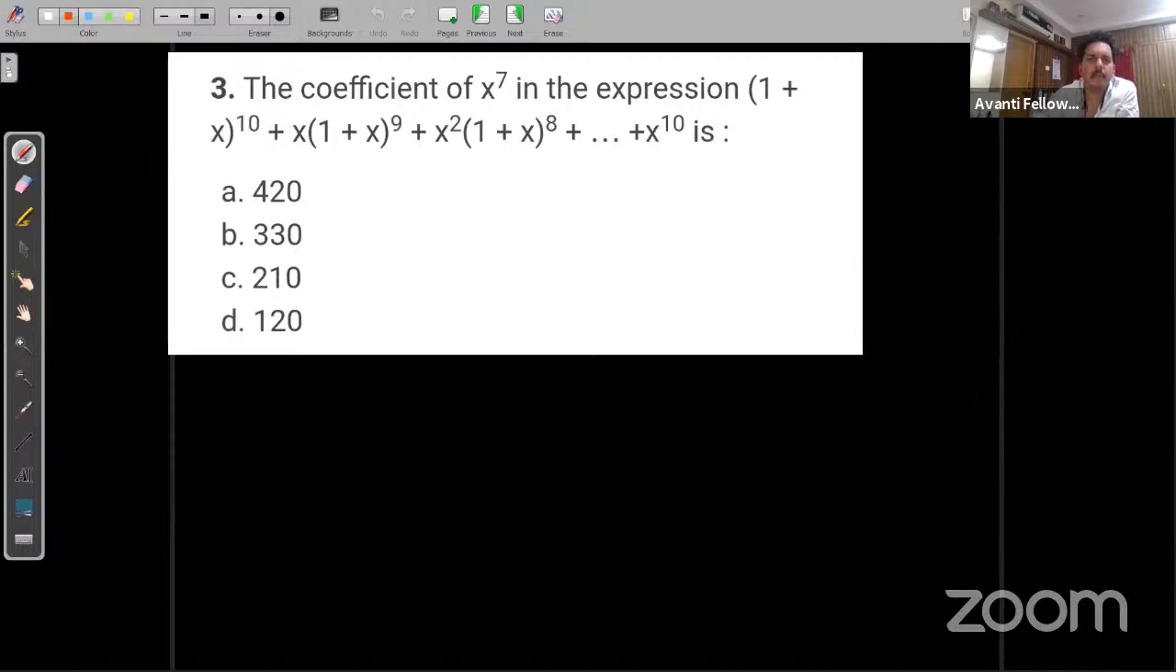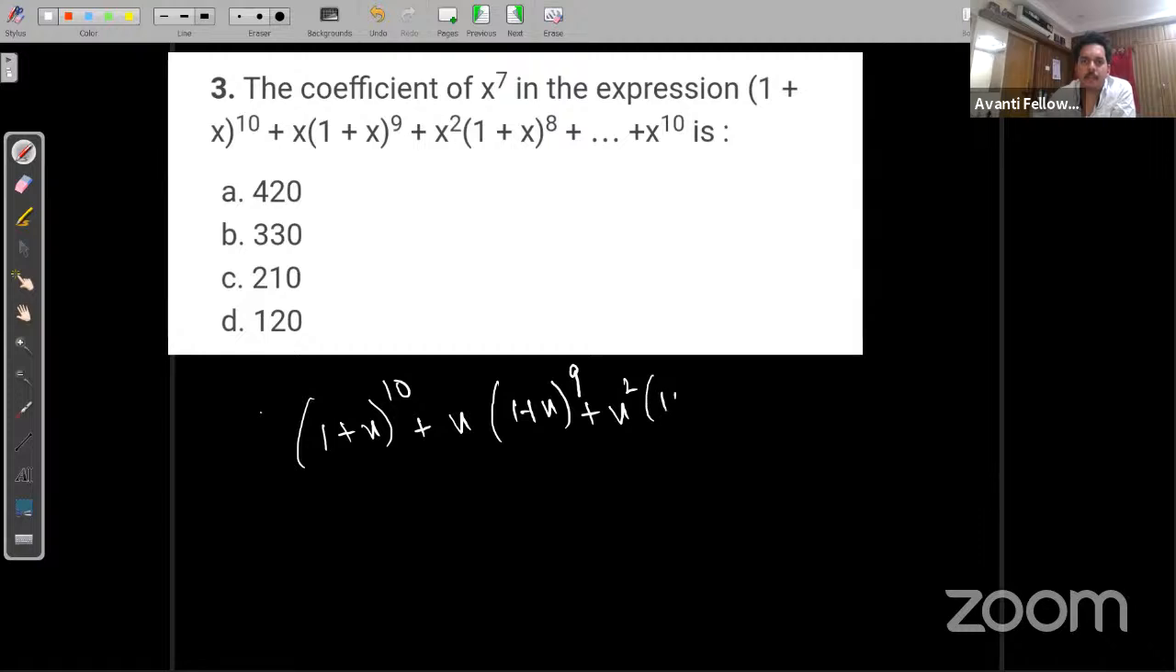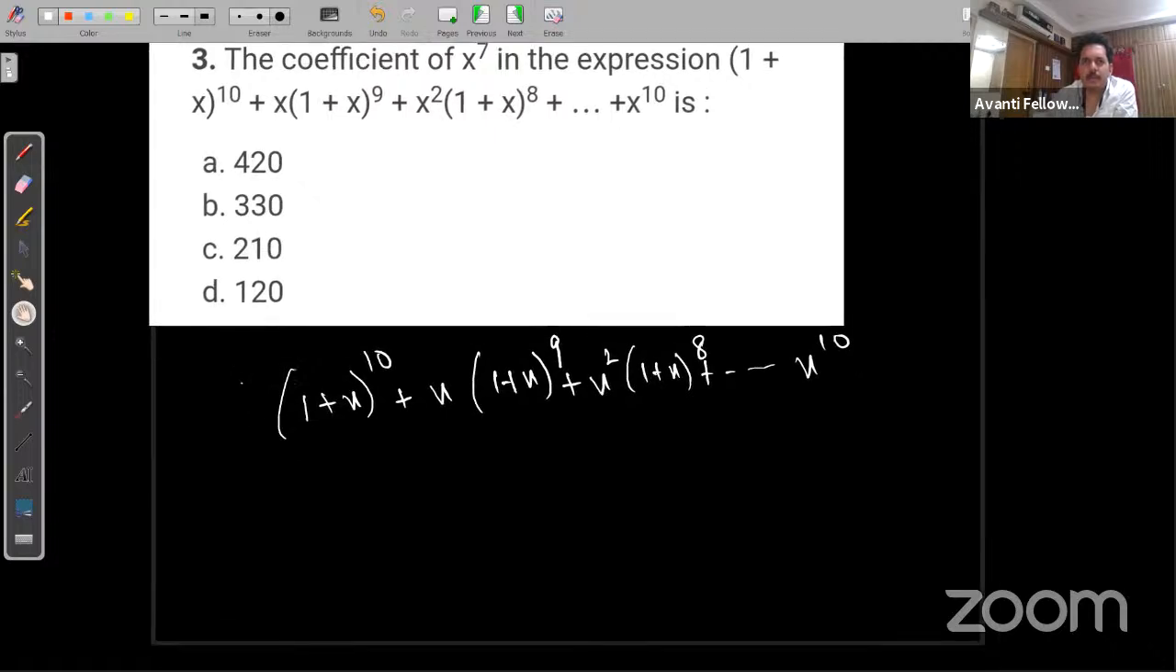That's it. Now comes the coefficient of x power 7 in the expression he's asking, okay? So how to find this one? He has given 1 plus x whole power 10, okay? Plus x into 1 plus x whole power 9 plus x square into 1 plus x whole power 8 plus so on. It goes until x power 10. What is he asking? What is the coefficient of x power 7?